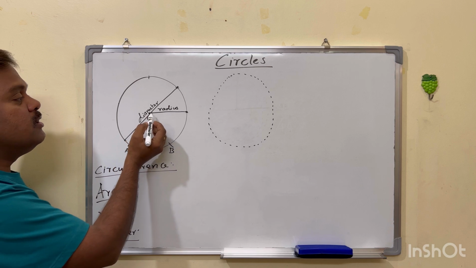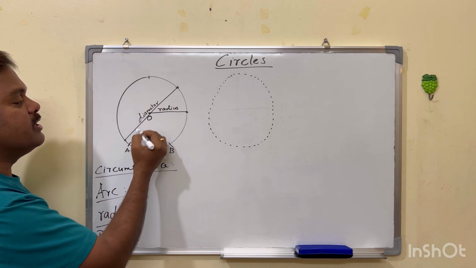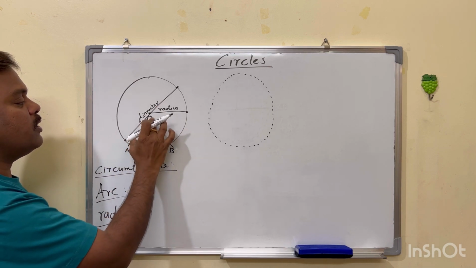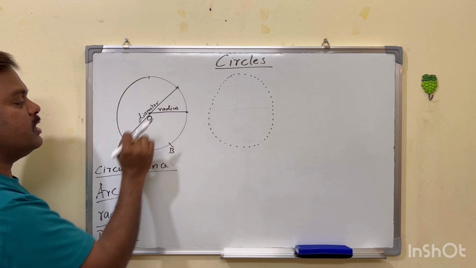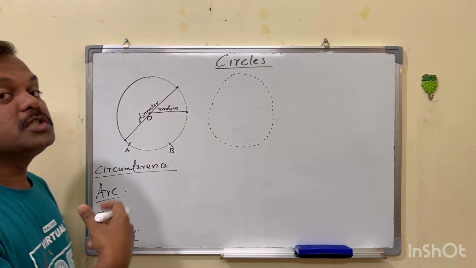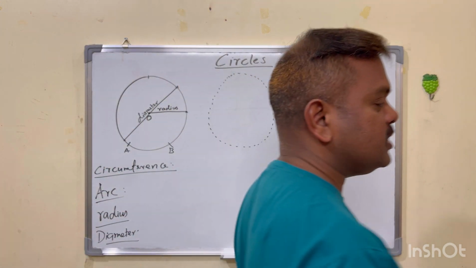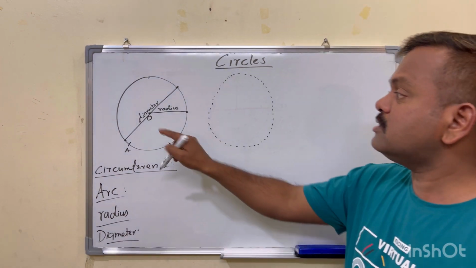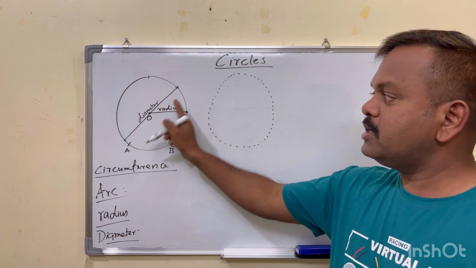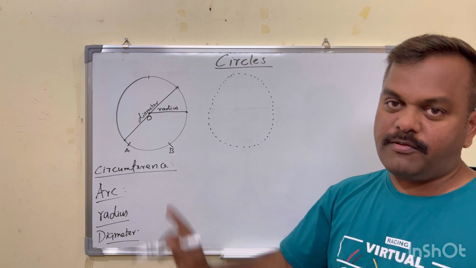Now check, diameter is twice a radius. So from here to here one radius, from here to here another radius. Diameter is twice a radius. Understood? Radius is half of the diameter. Diameter is twice a radius and radius is half of the diameter.